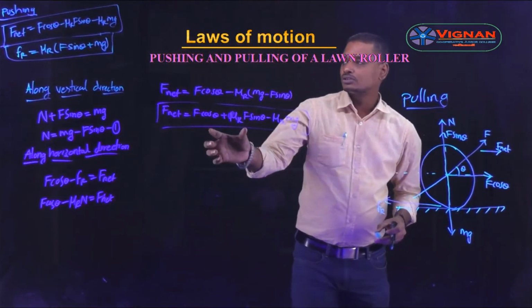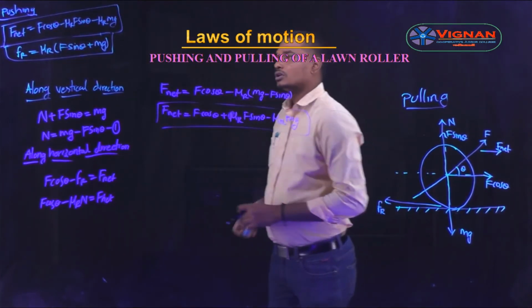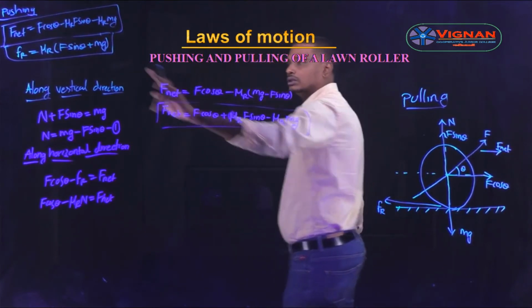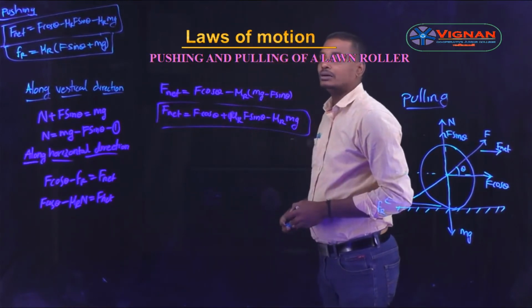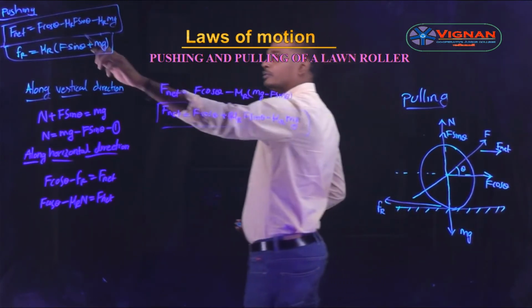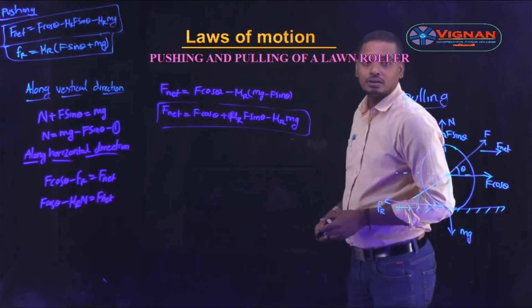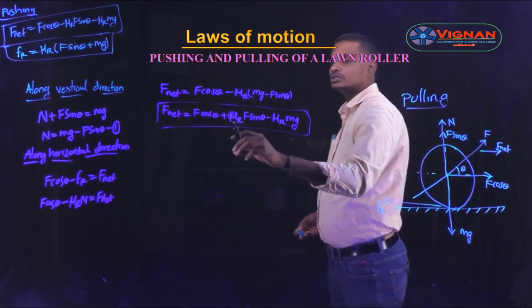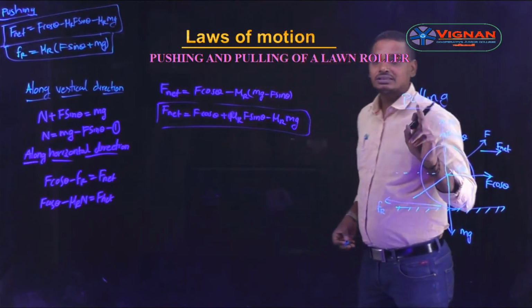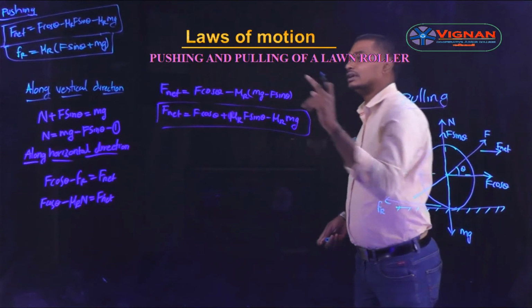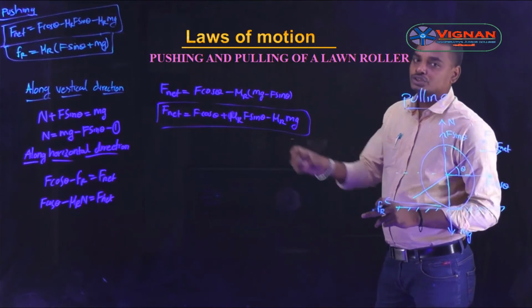So you can observe these two equations. This is the case we obtained from pushing a lawn roller. Here the net resultant force is F cos theta minus mu r F sin theta minus mu r mg. But the same component, mu r F sin theta, is subtracted in the pushing case, while here it is added. So the net resultant force in the case of pulling a body is greater than pushing. So it is easier to pull a lawn roller than to push it.